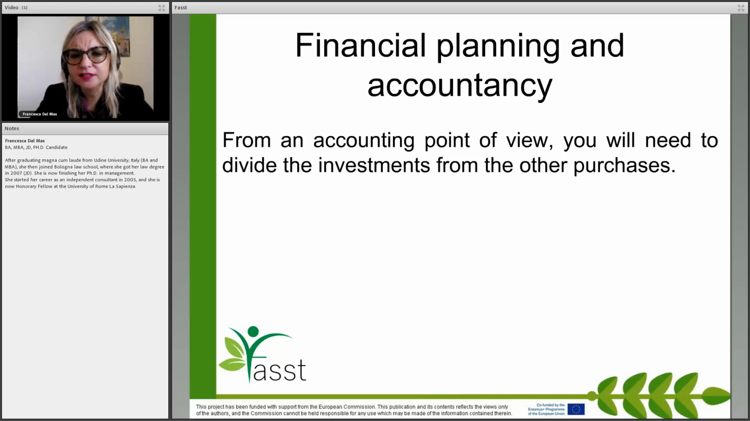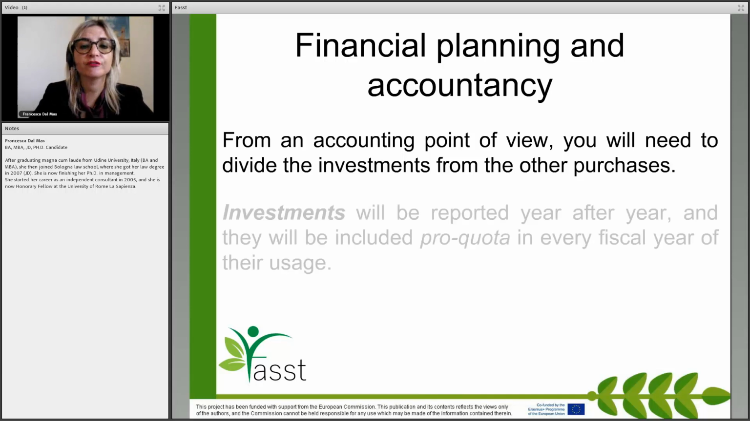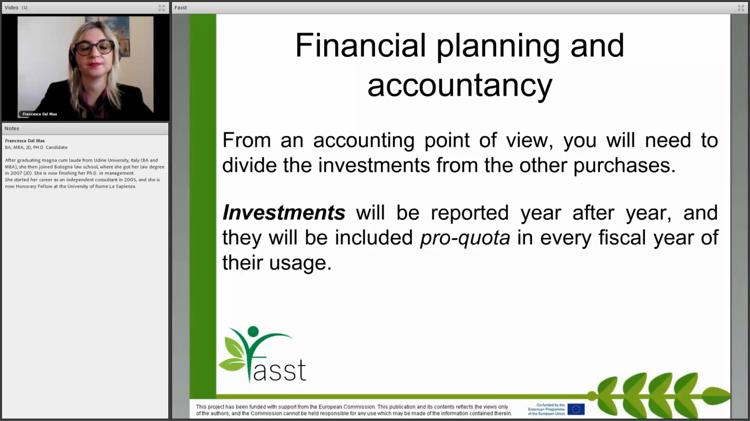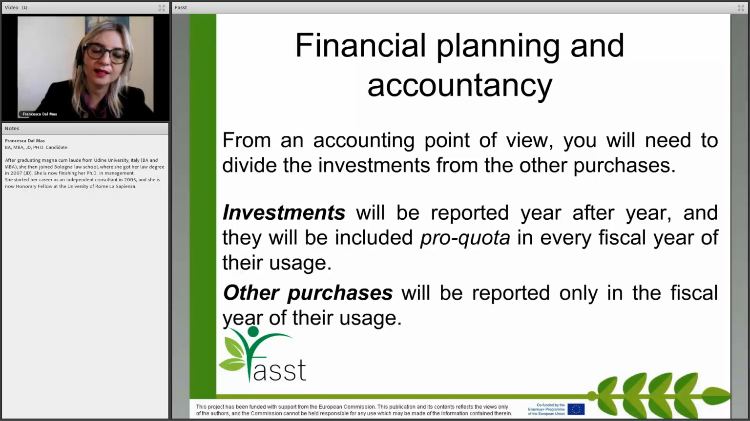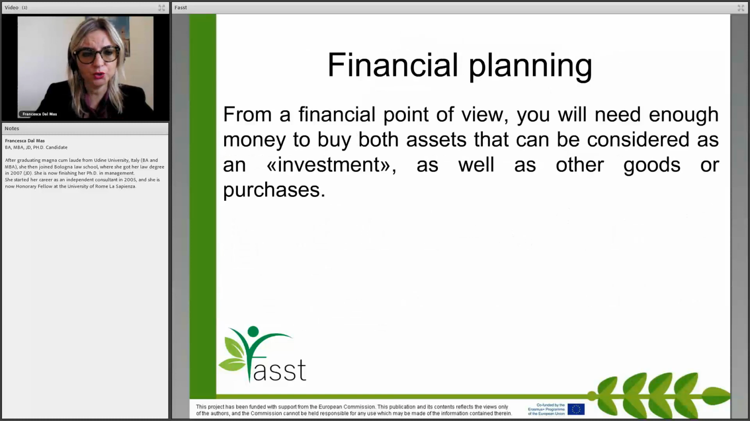So from an accounting point of view, bookkeeping in this sense, you will need to divide the investments from the other purchases. Investments will be reported year after year, and they will be included pro quota in every fiscal year of their usage, while the other purchases will be reported only in the fiscal year of their eventual usage.